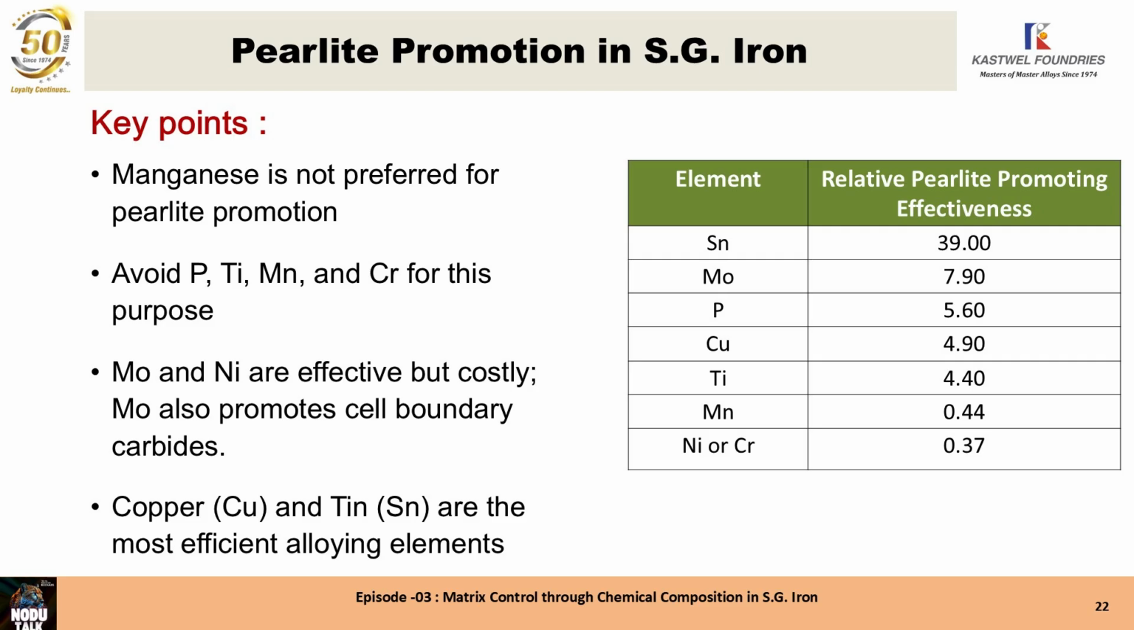Molybdenum and nickel are effective but costly. Moly also promotes cell boundary carbides. Copper and tin, therefore, are the most efficient alloying elements for pearlite promotion in ductile iron. The table on the right indicates the relative pearlite-forming effectiveness. Tin is the most powerful pearlite stabilizer, and nickel, copper, and chromium are less effective.